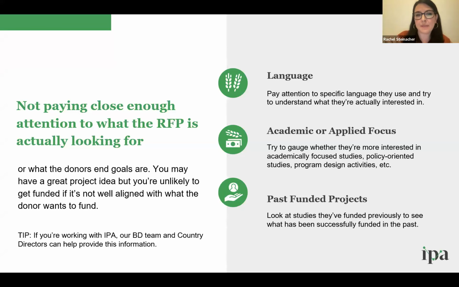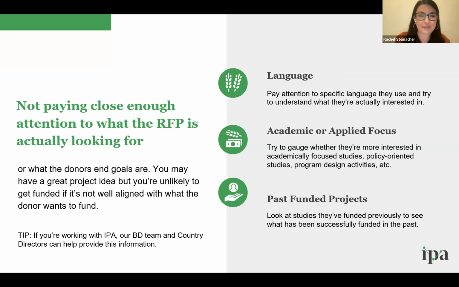So a common one is maybe they're really only interested in using the results of the study for program improvement and don't have a lot of interest in an academic publication, or vice versa. So you might have a great project idea, but you're unlikely to get funded if it's not well aligned with what the donor actually wants to fund. So pay attention to the very specific language they use and try really to understand at a deeper level what they're interested in. It often takes several reads to really understand what they want.